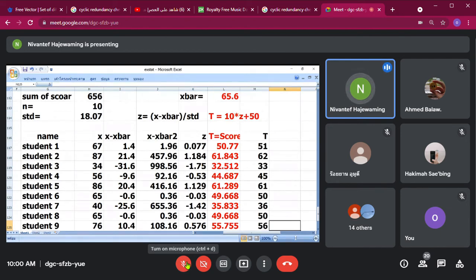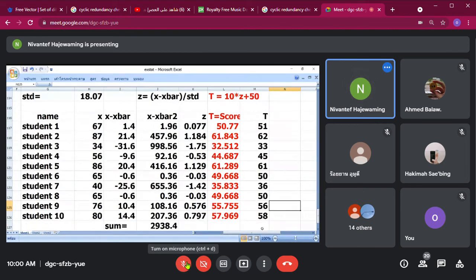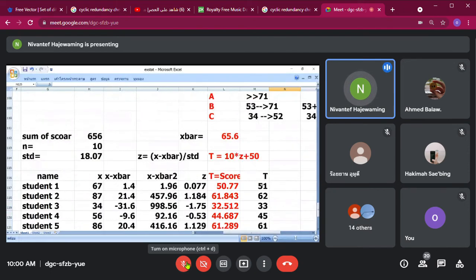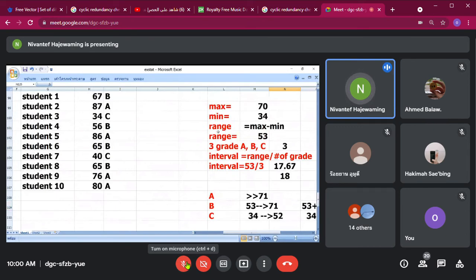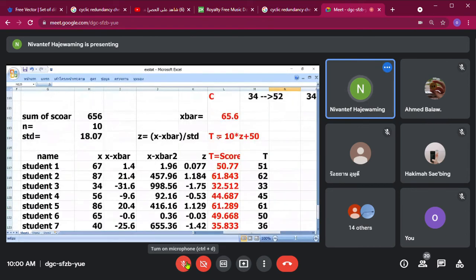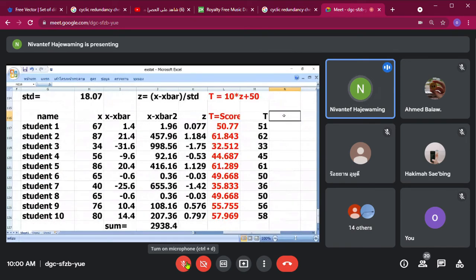It means student number 1 scored 67, but the T score when compared in the group is 51, and so on. You can grade the T score like this. But you must find the maximum, minimum, and range first. Try it, and we'll grade it.